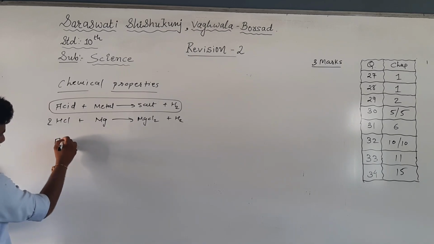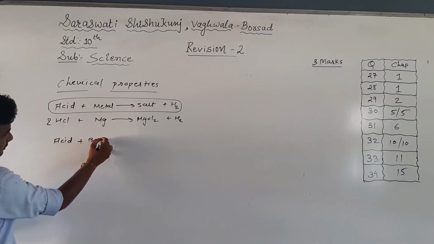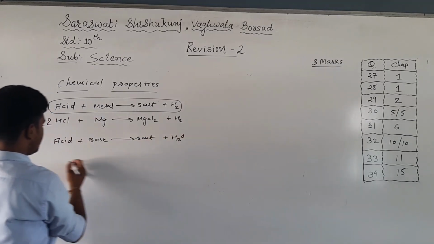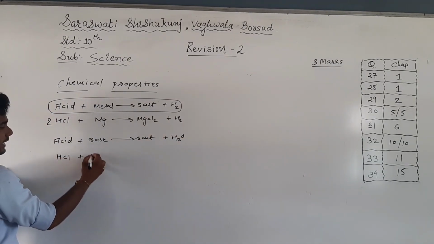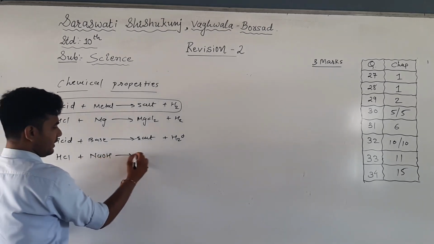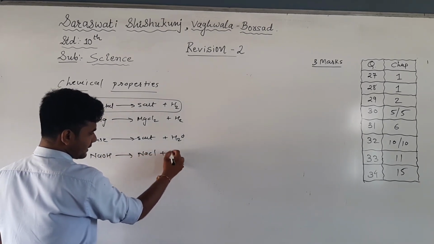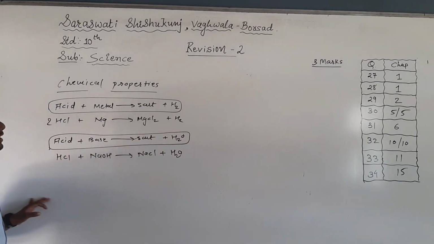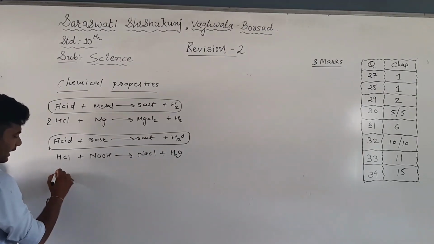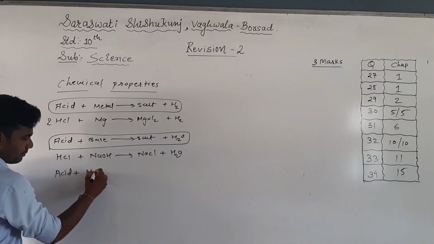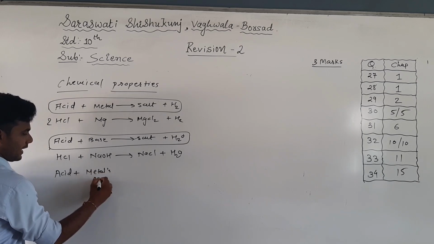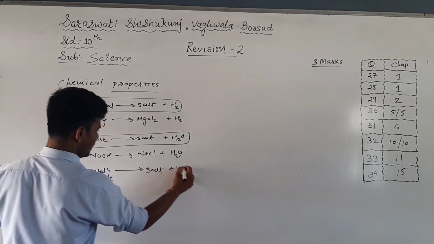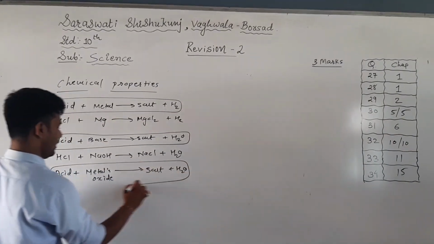Also, another one: acid plus base gives us salt plus water. Suppose we take the acid HCl and the base NaOH, it will give us NaCl plus H2O. So this is also another chemical property of acid. If we take acid plus metal oxide, it will give us salt and water. So this will be our third one.